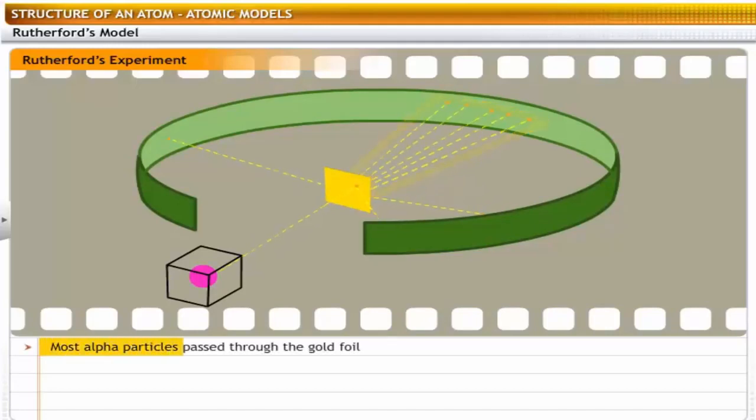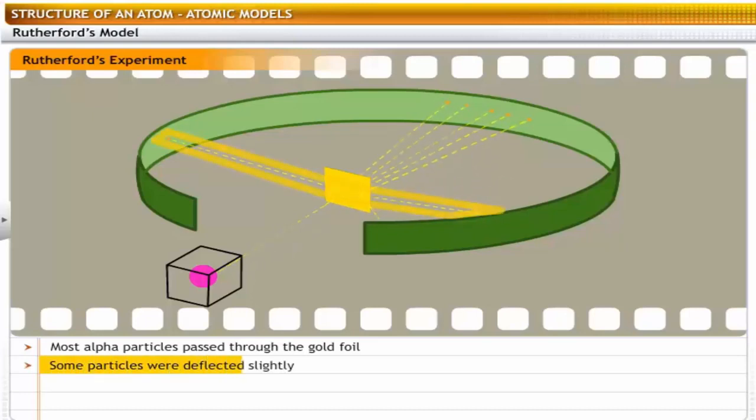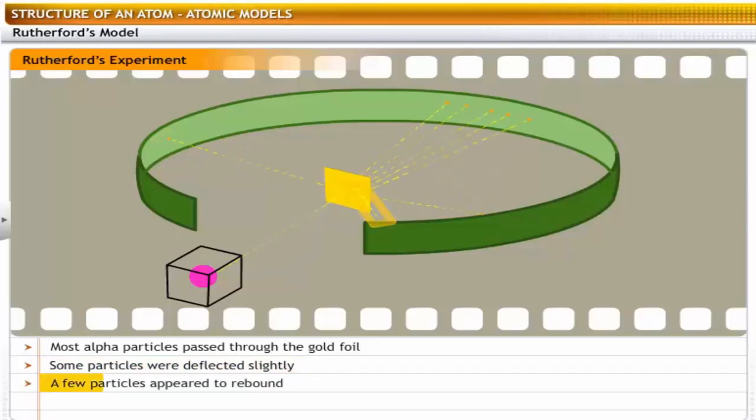Rutherford found that most of the alpha particles passed straight through the gold foil without getting deflected. A small fraction of the alpha particles were deflected through small angles. A few alpha particles bounced back.